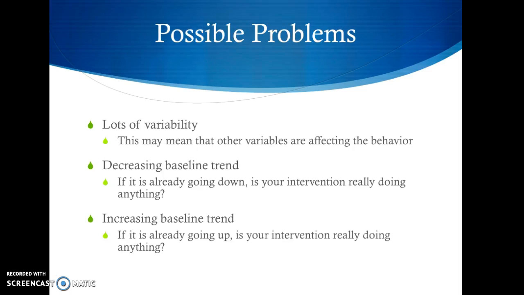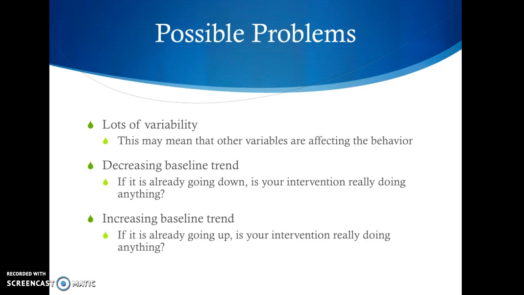What are some of the possible problems we might discover when visually analyzing graph data? When we see lots of variability, with the data all over the place, it might be because another variable is at work affecting the behavior. We call this an extraneous variable. An example of this might be someone thinks that their smoking behavior happens only when they are very stressed out, but boredom, hunger, and other variables might also be at work.